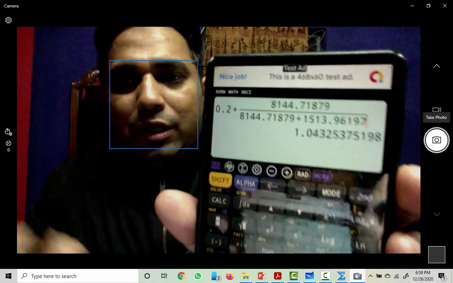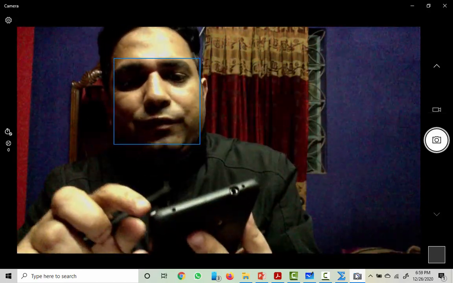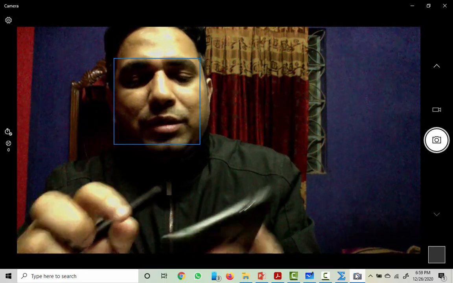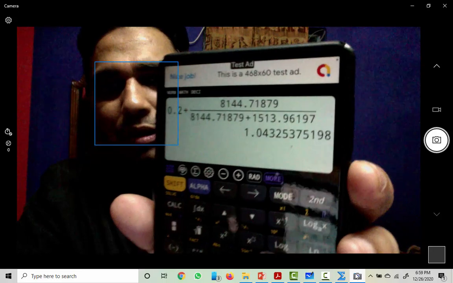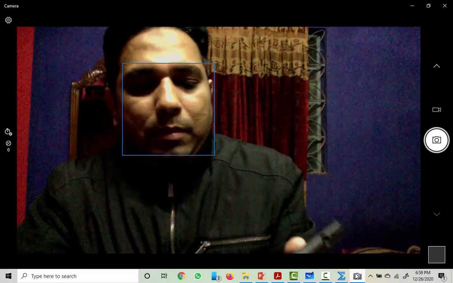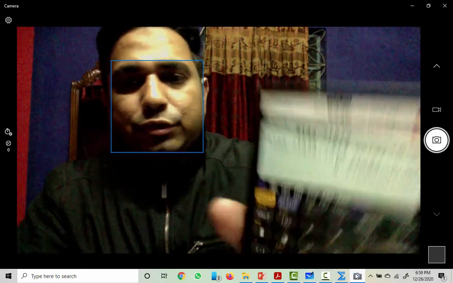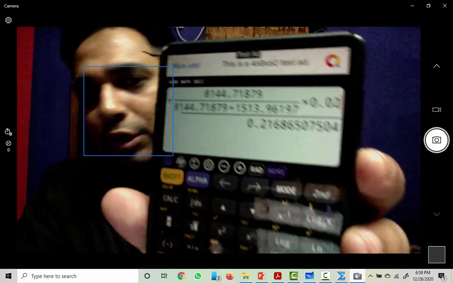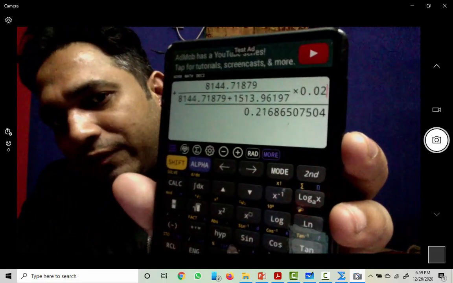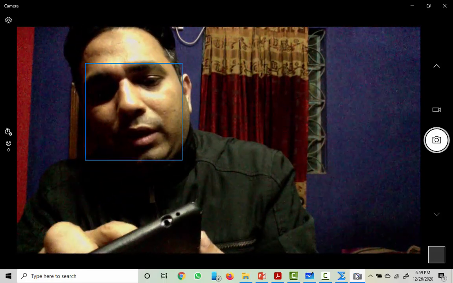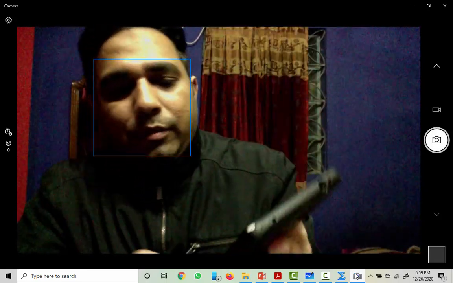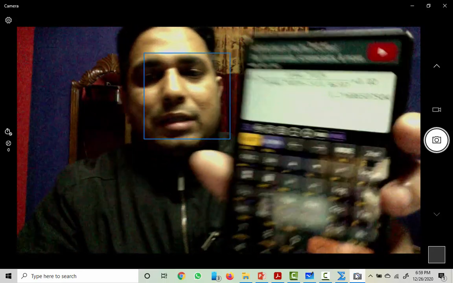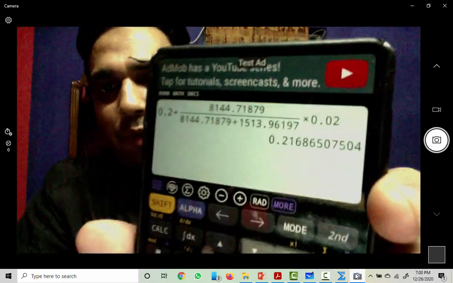And then the cursor is in the numerator, so we need to come out from the denominator. I can just touch it in there to bring the cursor to the normal position, right? So multiplied by 0.02. If you type it this way in the calculator and press equal, you should get the answer.